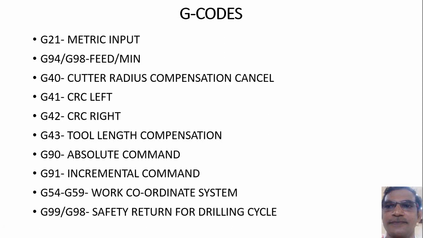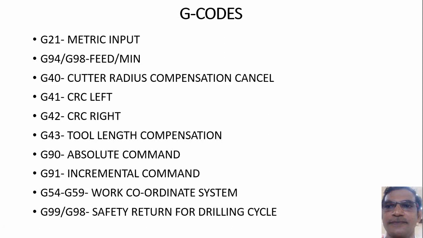For example, we are writing G55 in our program. Automatically the tool will come to G55. There only we have fixed our component and it will perform the process. Instead of 55, suppose we are writing 58, the tool will directly come to G58 where the workpiece is fixed. It will perform the operation.